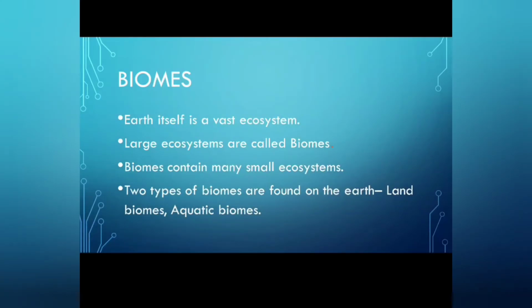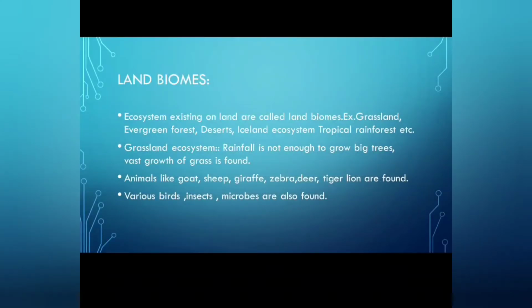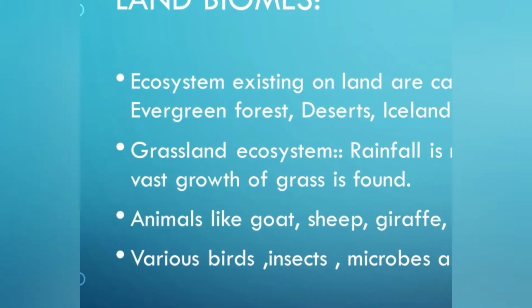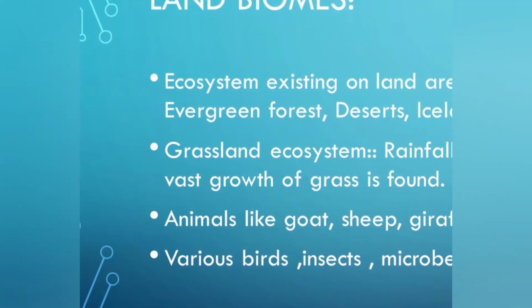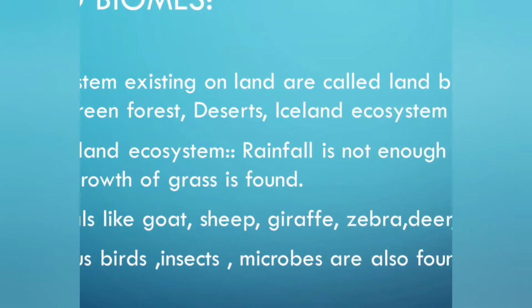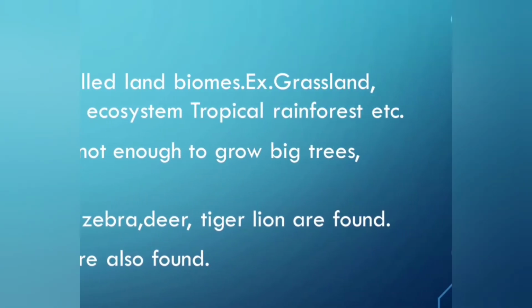Let us see what biomes are. Earth itself is a vast ecosystem. Large ecosystems are called biomes. Biomes contain many small ecosystems. The two types of biomes found on Earth are land biomes and aquatic biomes. Ecosystems existing on land are called land biomes. Examples are grassland, evergreen forest, desert, ice land ecosystem, tropical rainforest, etc.